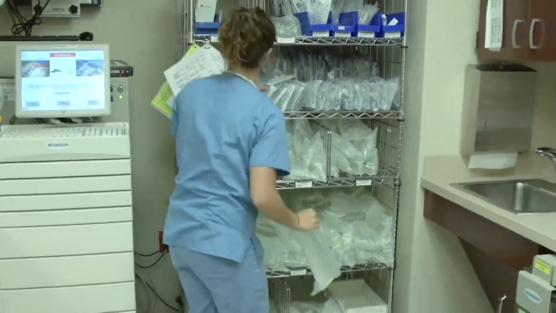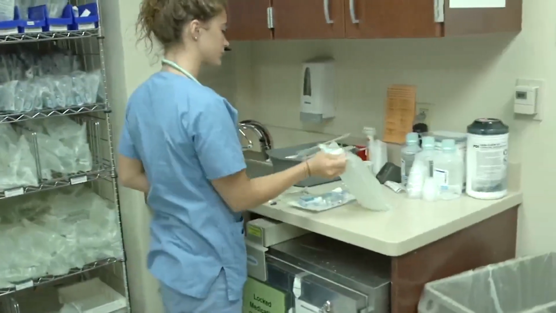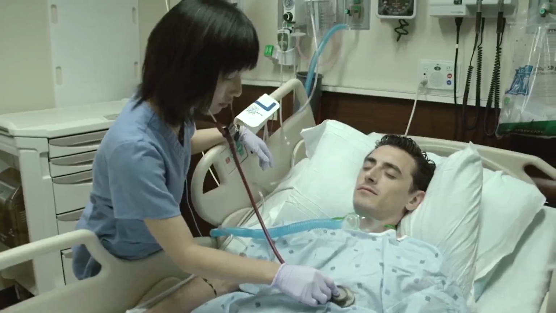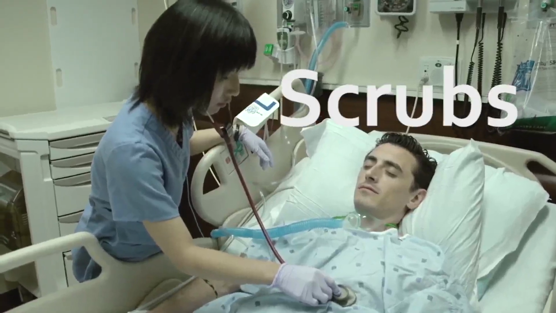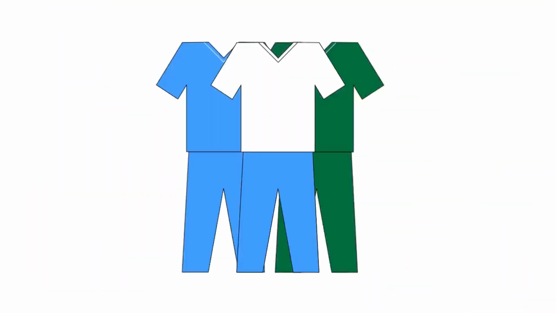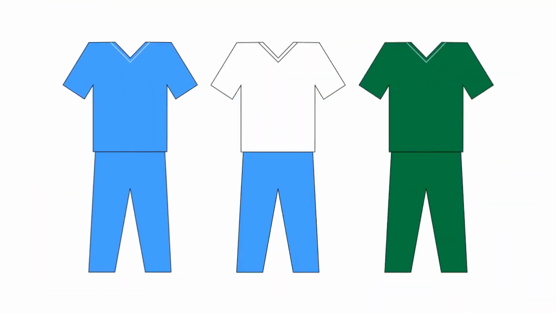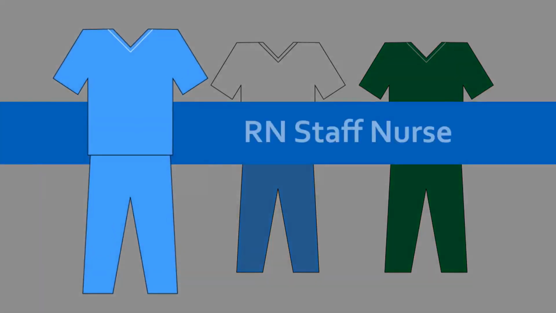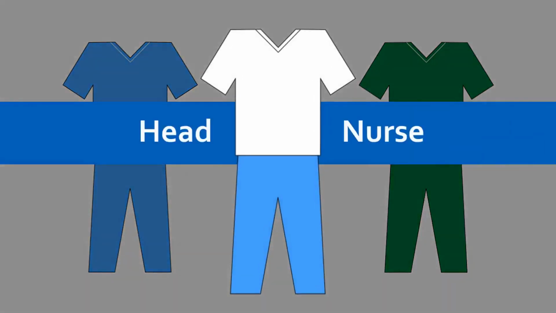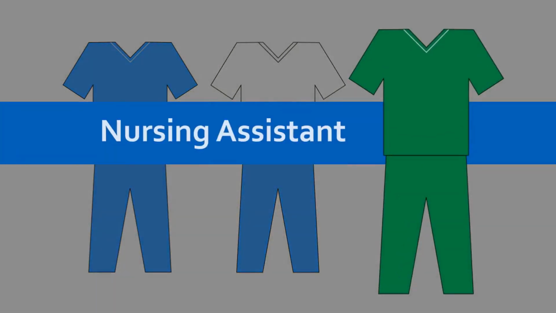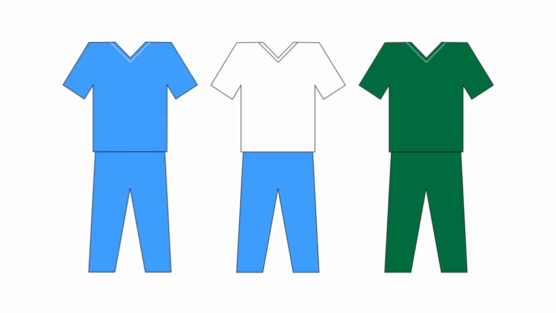Notice the casual, loose-fitting clothing the nurses are wearing. These uniforms are called scrubs. Often, the color of the scrub worn varies according to departments within the hospital or the role of the wearer. On this unit, the RN staff wears pale blue scrubs. The head nurse is wearing a white top and blue pants scrub uniform, and the nursing assistants wear green. You will learn more about the roles of these healthcare workers in Module 2.